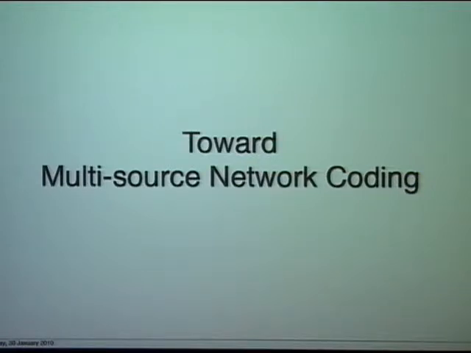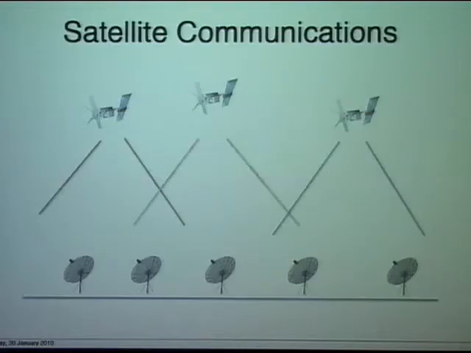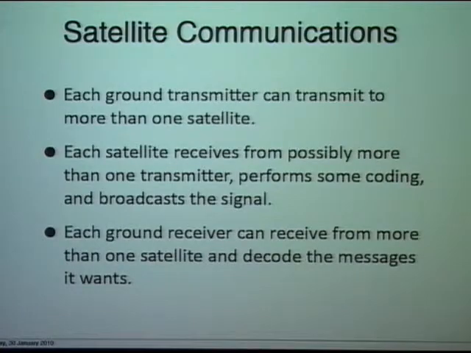Now, we are talking about a model which is a step toward multi-source network coding. This is a model that we studied in the late 90s. It's called a satellite communication model. We have a number of ground stations here, and then a number of satellites up in the sky. Each ground station could be a transmitter or a receiver. Each ground transmitter can transmit to more than one satellite, as long as the satellite is within the line of sight. And each satellite can receive from possibly more than one transmitter, again as long as they're within the line of sight.